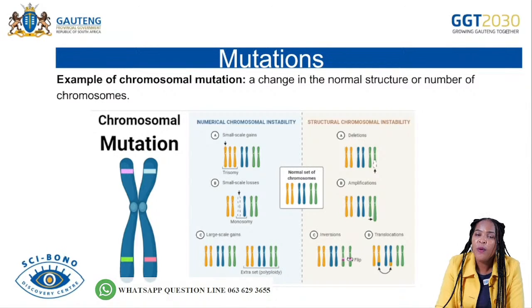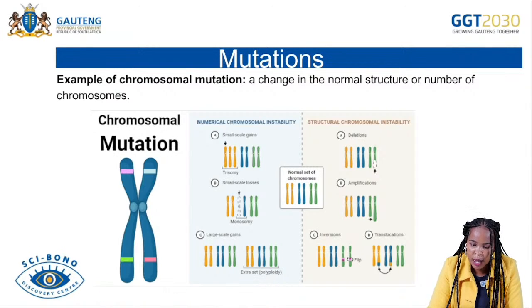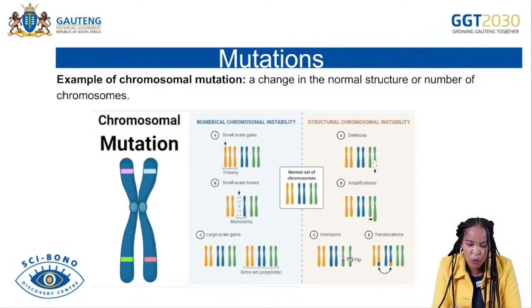Then going to a second type of mutation. Please don't confuse the examples of gene mutation with the types of mutations. They are not the types. When we speak about color blindness and hemophilia, they are examples of gene mutation. Now we come into the examples of chromosomal mutation.